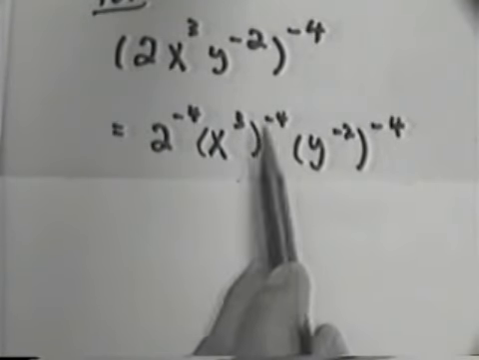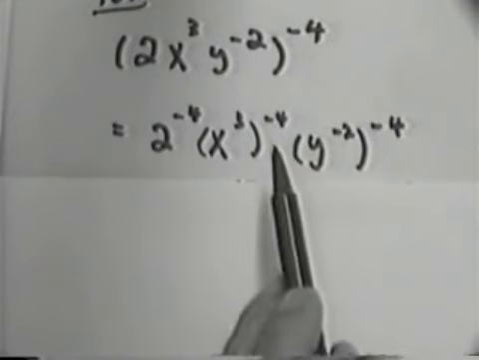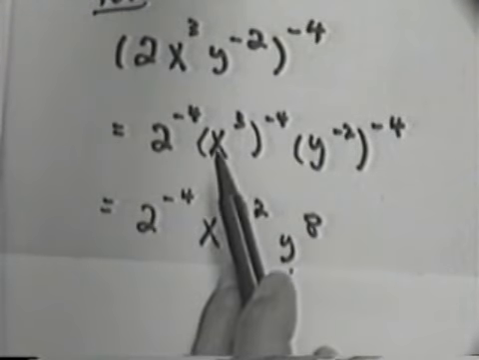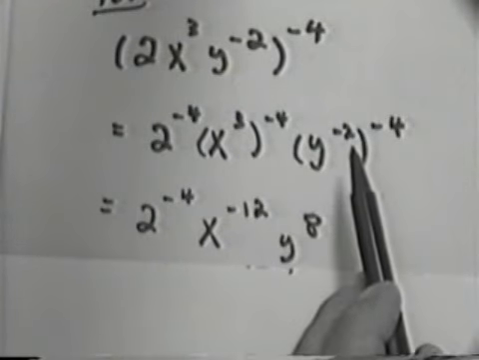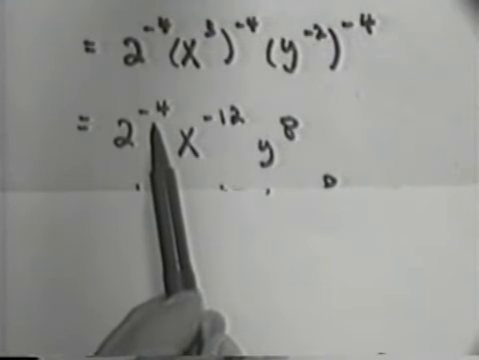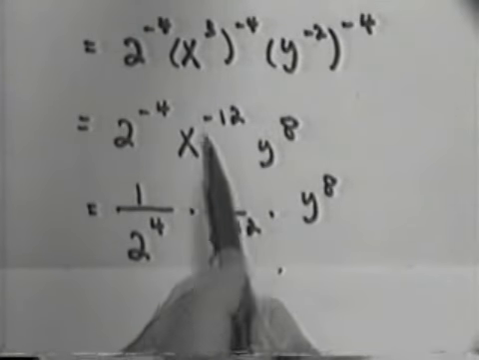Now to continue, I need to know that to raise a power to a power, I keep the base and multiply the exponents. So I have 2 to the negative 4, x to the negative 12, keep the base, multiply the exponents. 3 times the negative 4 is negative 12, y to the 8, keep the base, multiply the exponents. Negative 2 times negative 4 is positive 8. Now we have the negative exponents to clean up. Since I have 2 to the negative 4, I have to take the reciprocal and write it as 1 over 2 to the 4th. Now x to the negative 12, I have to do the reciprocal and write it as 1 over x to the 12th.